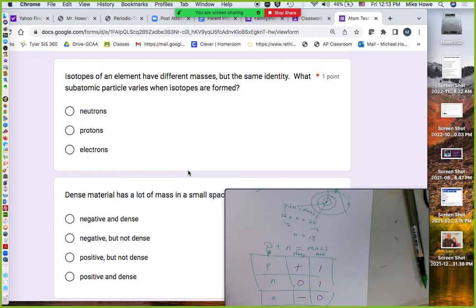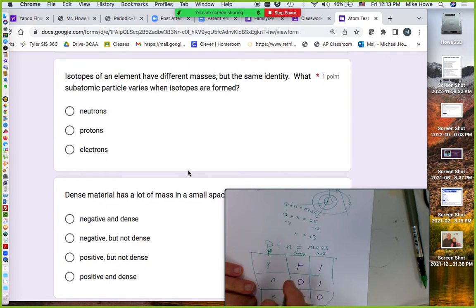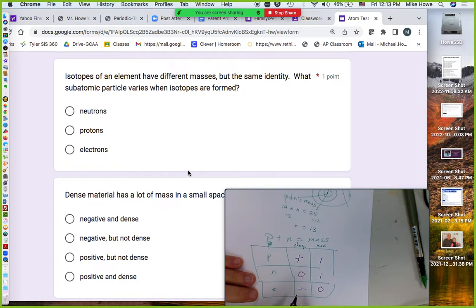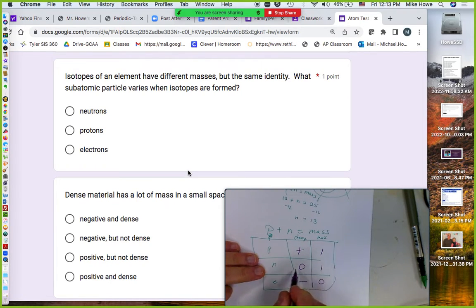Okay, isotopes of an element have different masses, but the same identity. So what's different about two different isotopes? Well, if you change protons, you change identity. So it is the neutrons that vary when you're talking about an isotope.